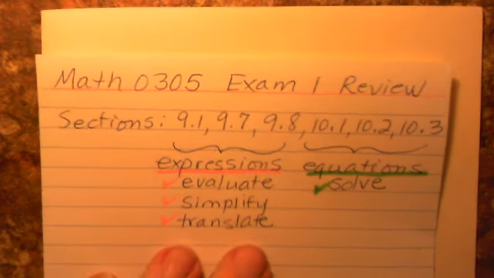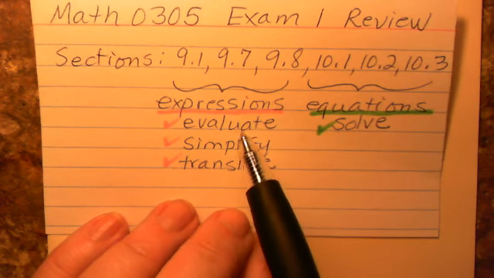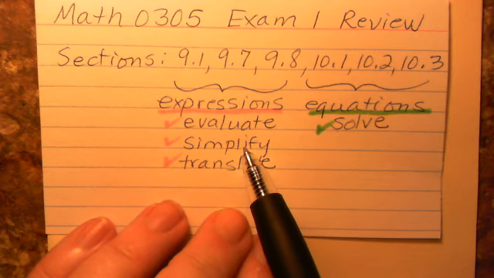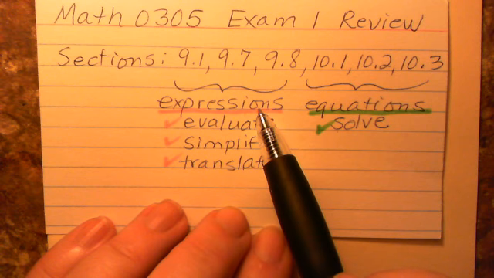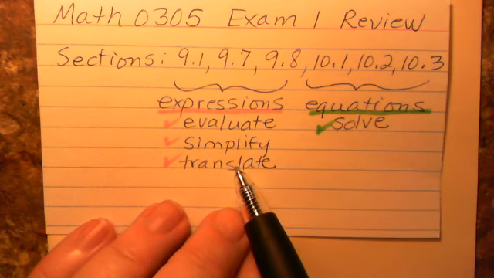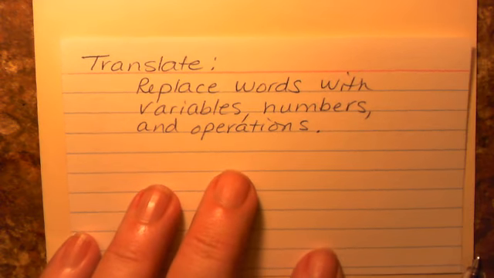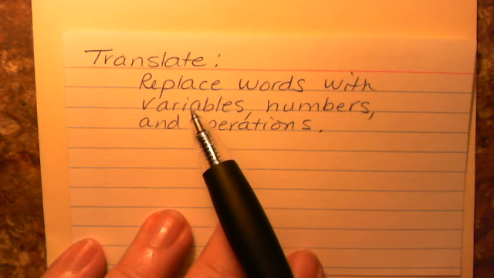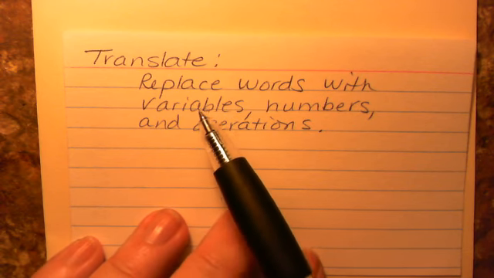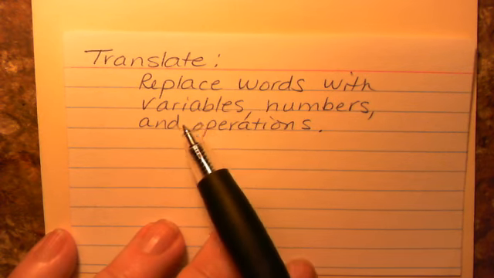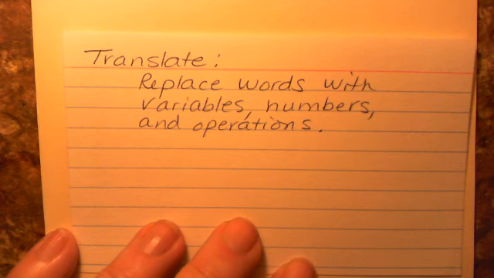Okay, let's review where we are in the outline. We just concluded some examples of simplify expressions. Now we're at translate expressions. So here's what we do to translate expressions. We translate from phrases to expressions, so that means we will replace words with variables, numbers, and operations.